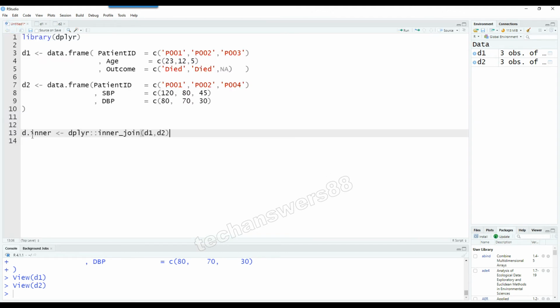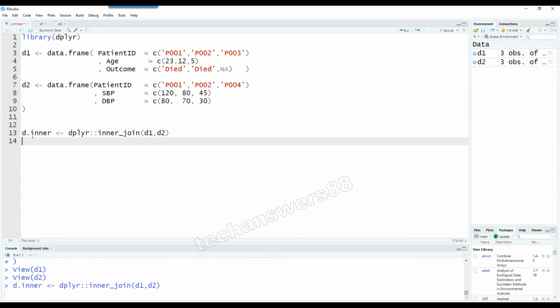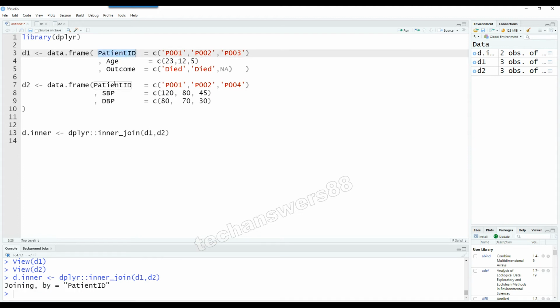Now here is the first join. The simplest way is to just say inner join D1 and D2. Note that I didn't specify any key, because the system is smart enough to pick the key, since patient ID exists on both the tables. So the system thinks that this must be the key. But in real life, you won't leave it to chance. You would have to specify your key by giving the by statement.